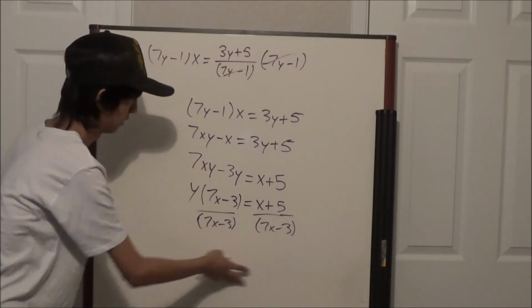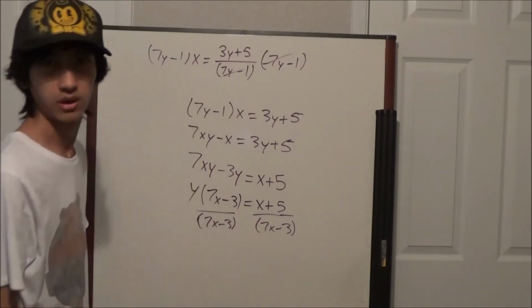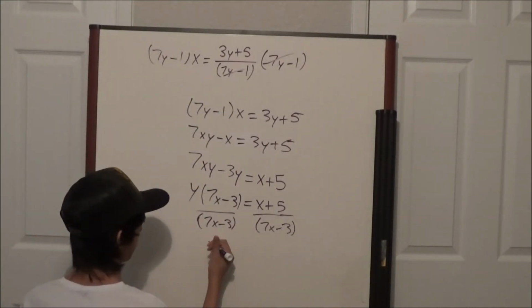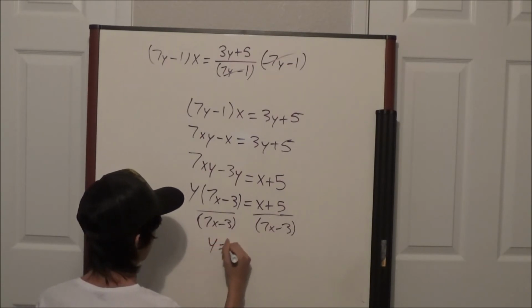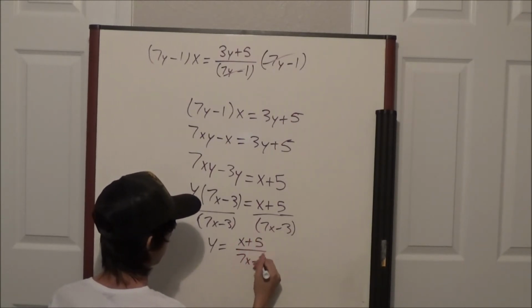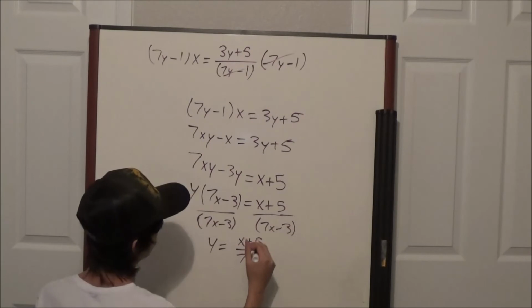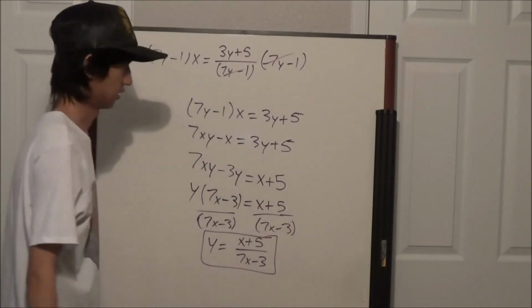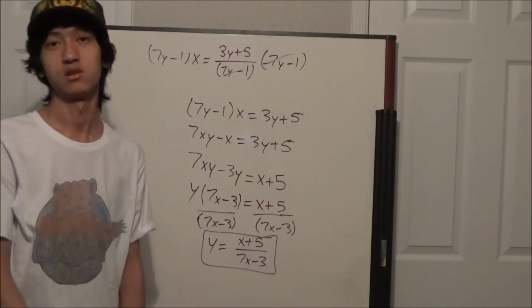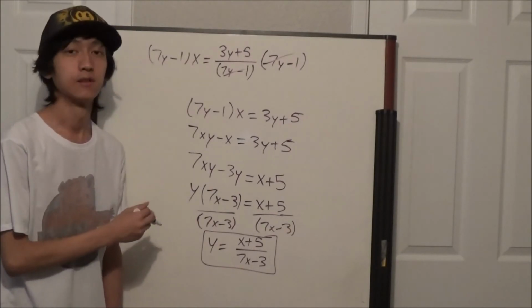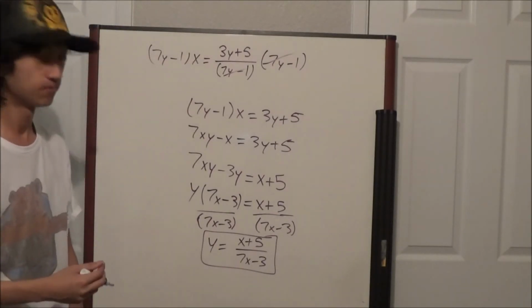Do I have room here? I guess I do. My camera's very far away, so I'm going to write it right here. So y is equal to x plus 5 all over 7x minus 3. Is it one solution or two solutions? One solution. So because that's our only solution for y, that is a function, surprisingly.